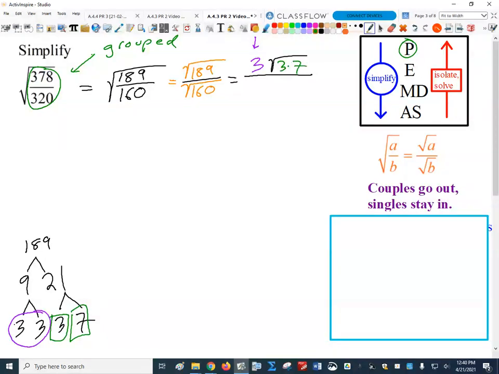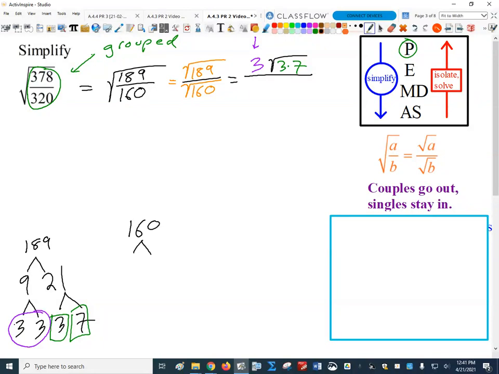Just a quick other little shortcut here. Did I really need to break that 21 down? I could have probably anticipated that I'm not going to get any couples when I break down the 21, right? So we could have probably just left it as a 21 inside the radical. The more you do this stuff, the more you just see these little shortcuts. What about the 160? Let's take care of that one.